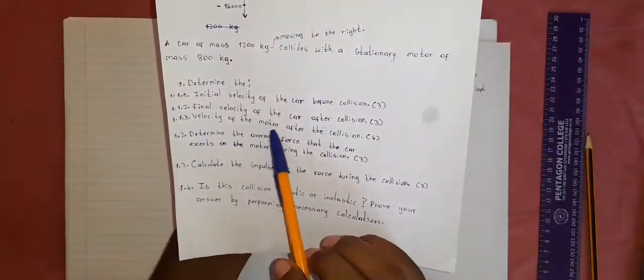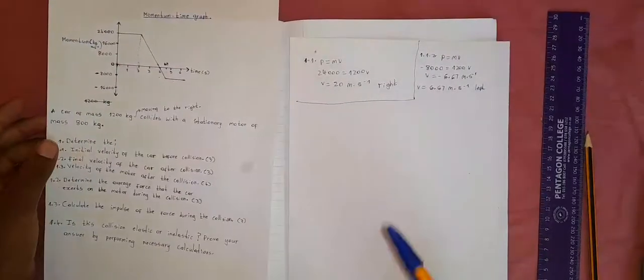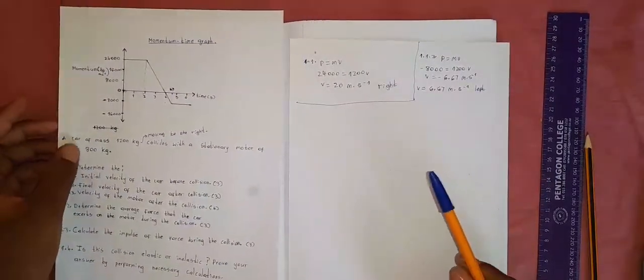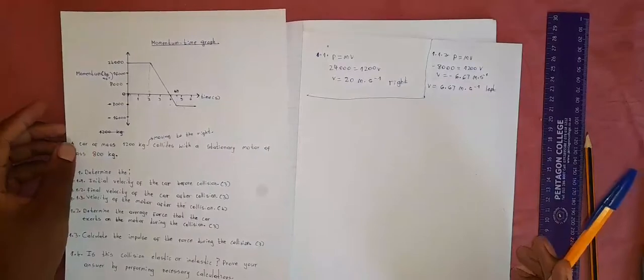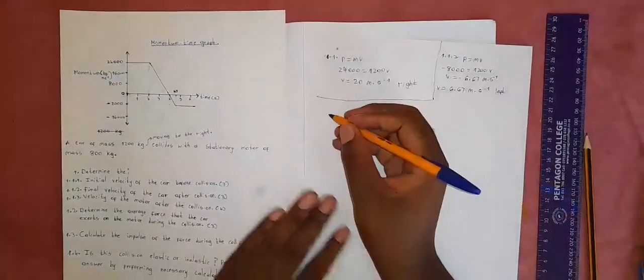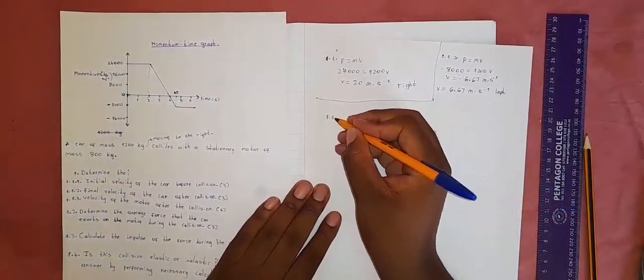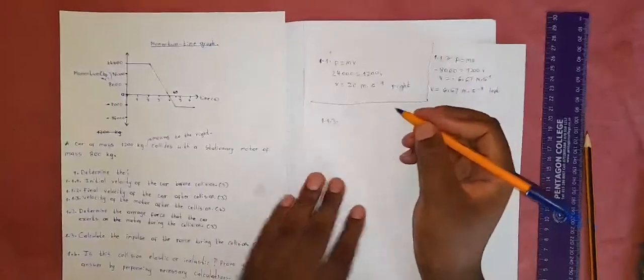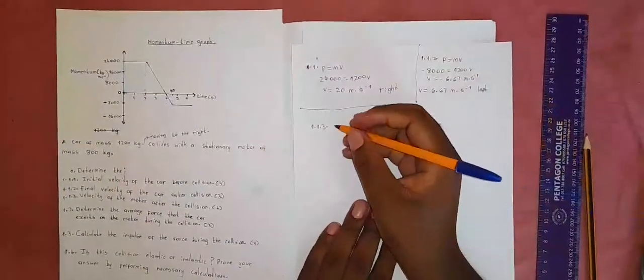Determine the velocity of the motor after the collision. So what are we going to do here? Of course, we are going to use the principle of conservation of linear momentum. So to answer 1.1.3, we're going to use the conservation of the total linear momentum.